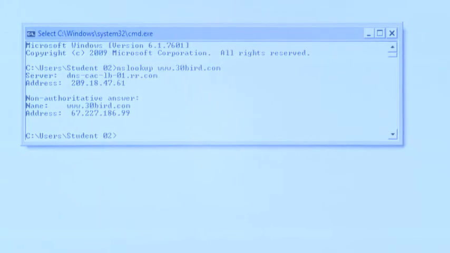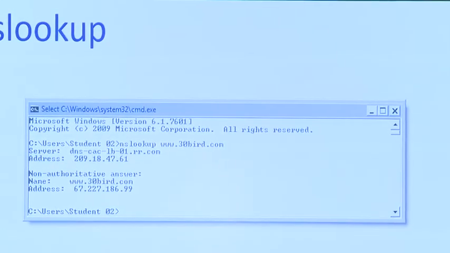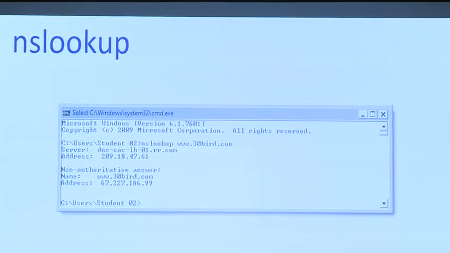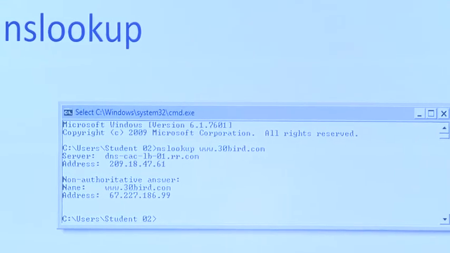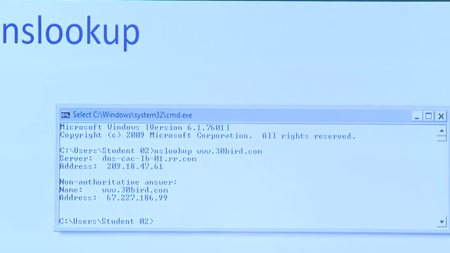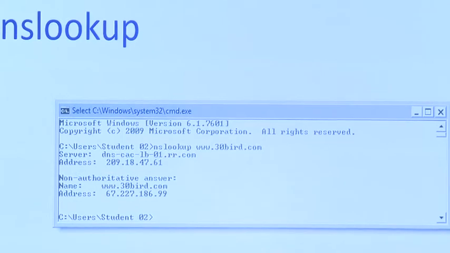NSLOOKUP is the command that we would use to find out what your IP address is of your web page. They did this for 30Bird, who is the company that has written your book. They are the publishers of your book, so I can say NSLOOKUP for 30bird.com. It's going to come back and give me their address.